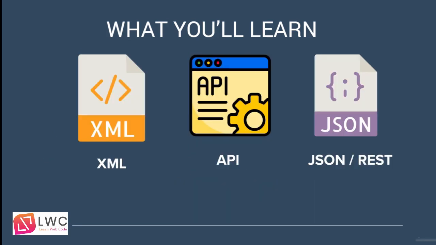After that, we'll also look at some of the basics like what is XML, what is DTD, what is XSLT, how to write an XSLT, how to validate XML with the XSLT, and all those basics of XML. We will also learn about API, JSON, and REST.